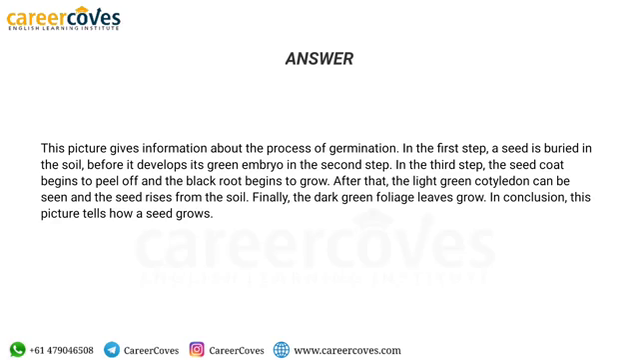After that, the light green cotyledon can be seen and the seed rises from the soil. Finally, the dark green foliage leaves grow. In conclusion, this picture tells how a seed grows.